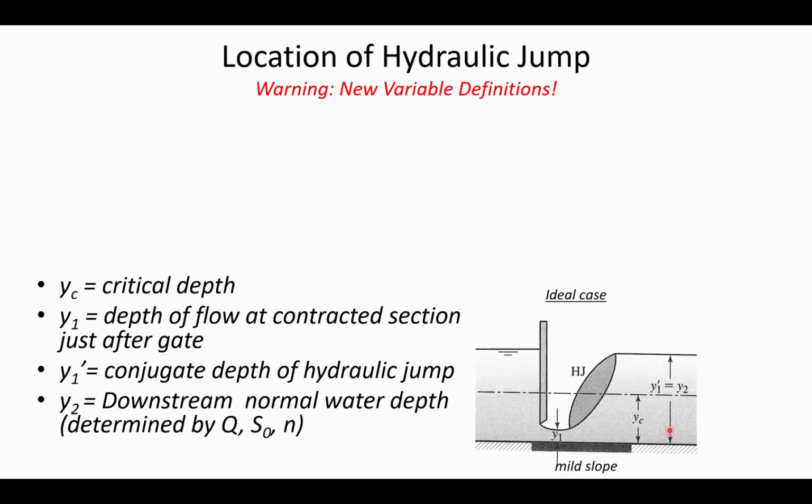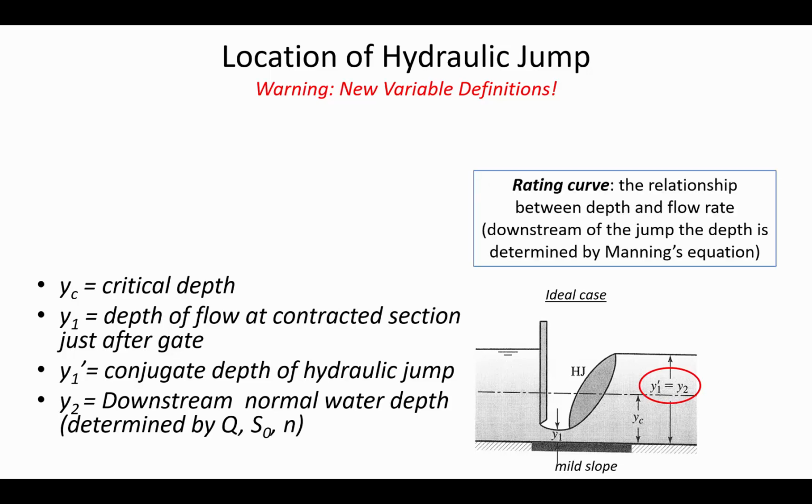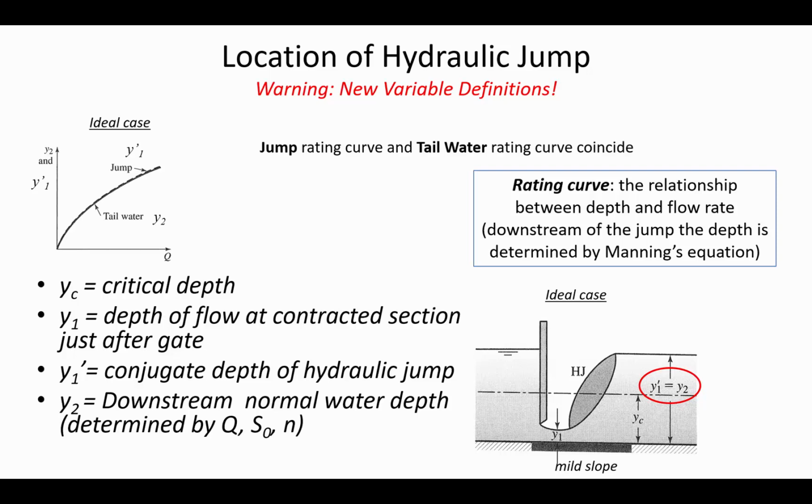I'll show you a couple of cases that help to clarify why this is important. But ideally, the rating curve for the channel and the rating curve for the hydraulic jump are on top of each other. They coincide. A rating curve is just a figure that you could put together that shows the depth versus flow rate relationship. Here's an example of the ideal case where the tailwater rating curve and the hydraulic jump rating curve coincide.